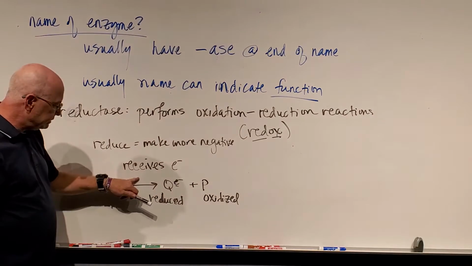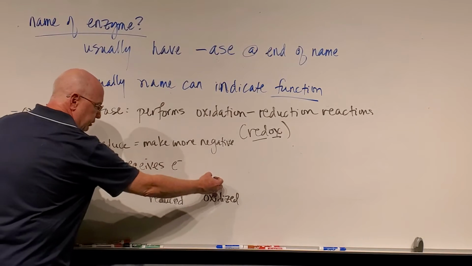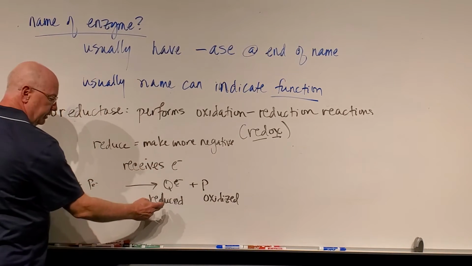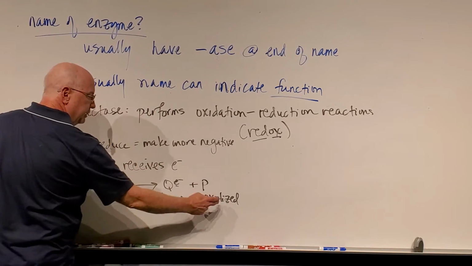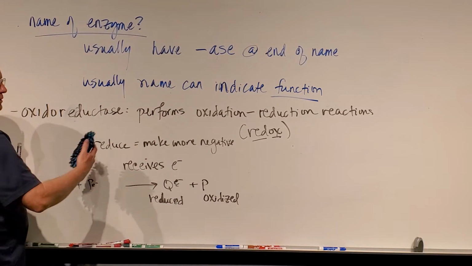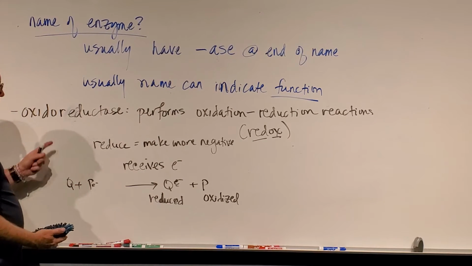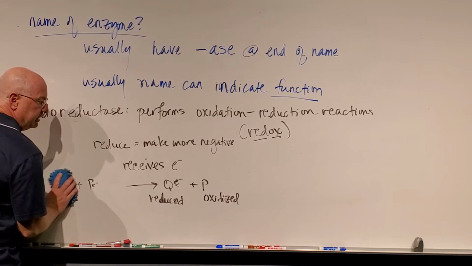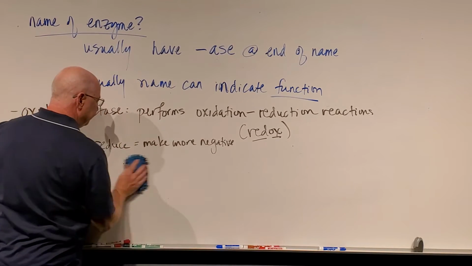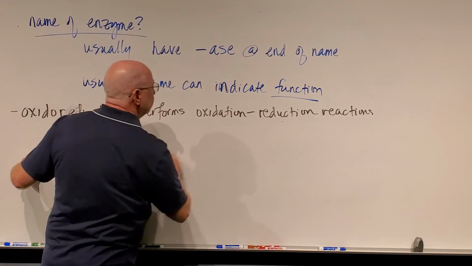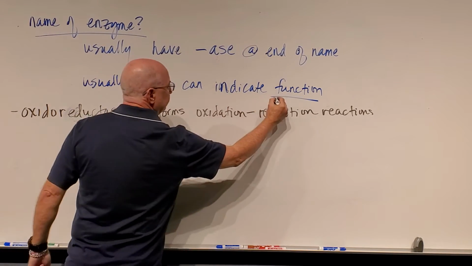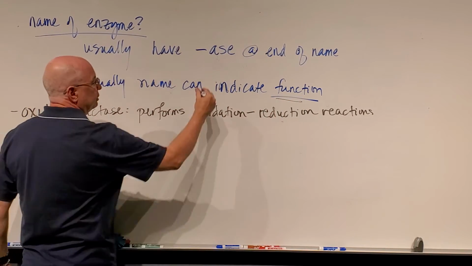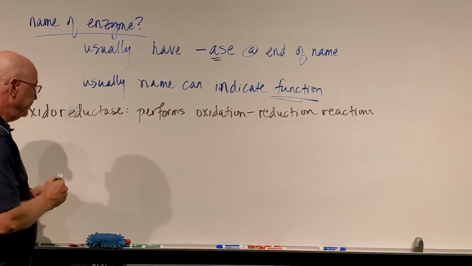And I might have an enzyme here that transfers electrons from one to the other. Then this would be reduced, this would be oxidized. The chemical reaction would be called an oxidation reduction reaction. The enzyme that can perform it would be called oxidoreductase. And you can see from the name, it gives the function, does a redox reaction, it ends in ase, right?